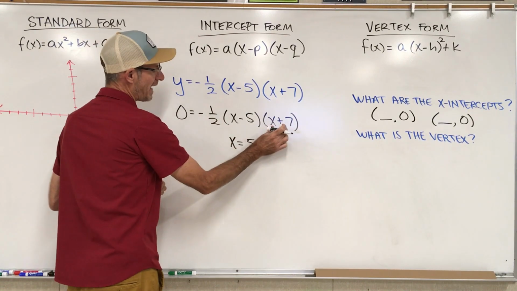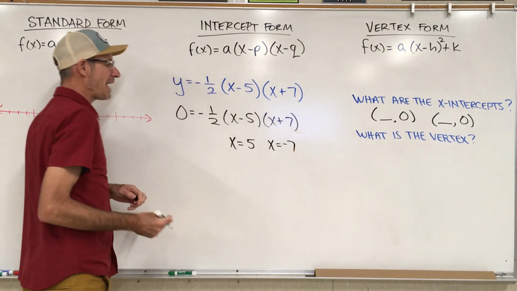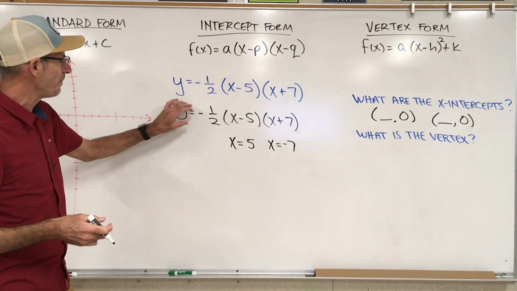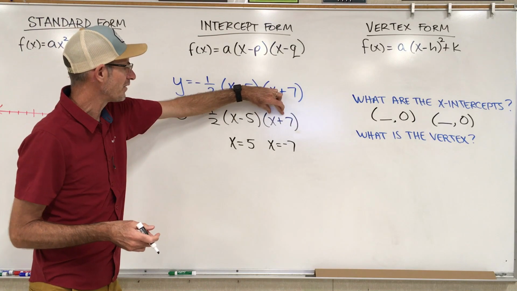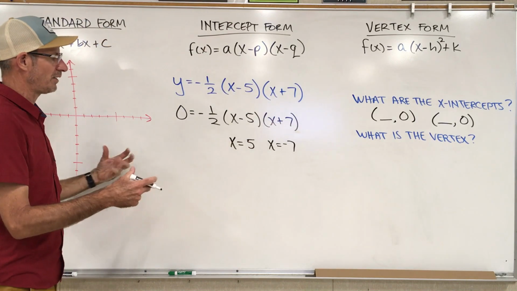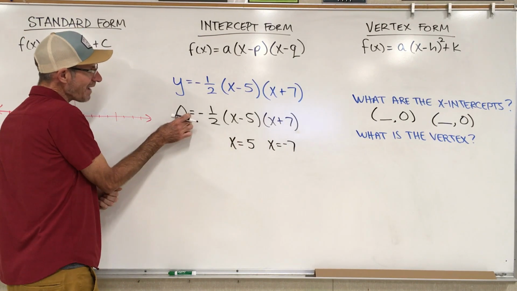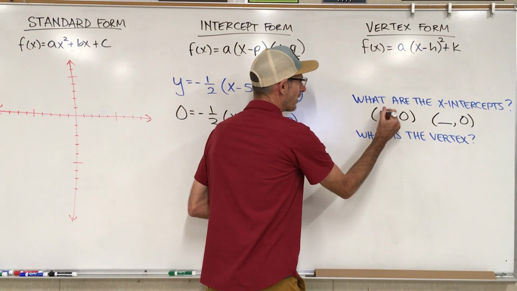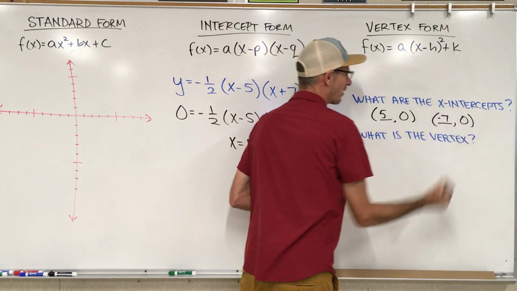Here we also have an x with no coefficient, so we're going to use the opposite. So that would be x equals -7, and that's a solution to this equation because that would be -1/2 times -12 times 0, and -1/2 times -12 times 0 is 0. So these are the two x values when the y value is 0. So our x-intercepts are 5, 0, and -7, 0.